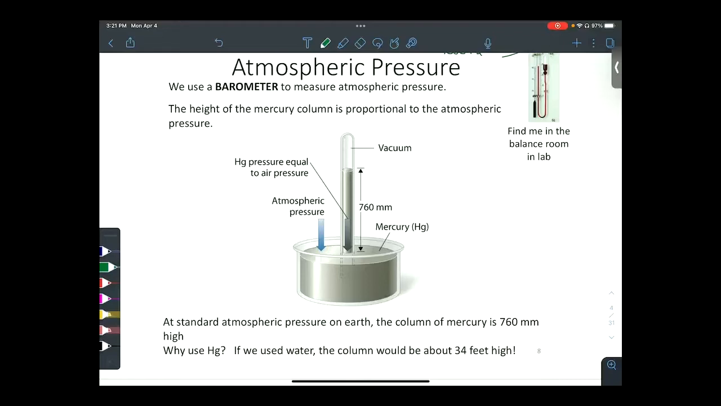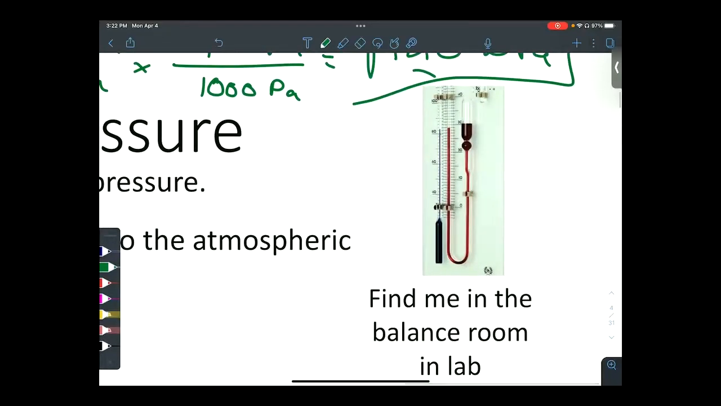All right, so atmospheric pressure, this is how we actually measure it. Oh, and in the corner here, you can measure the atmospheric pressure in the balance room in lab. It's behind the door in the balance room. There's a device that you can measure the atmospheric pressure with. They used to do a lab where they made you use that device and measure it. I don't know if they still do that. Did you do it? No? Okay, but it's in the balance room and you can measure the pressure in there.